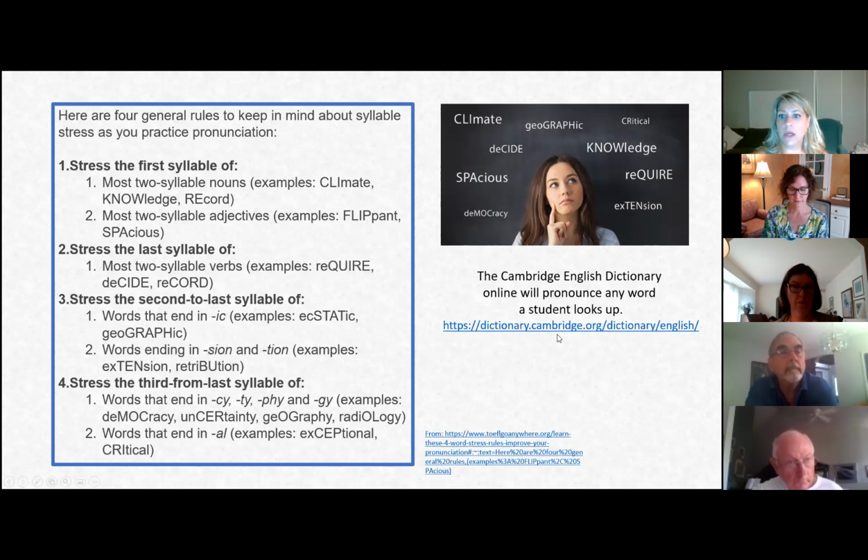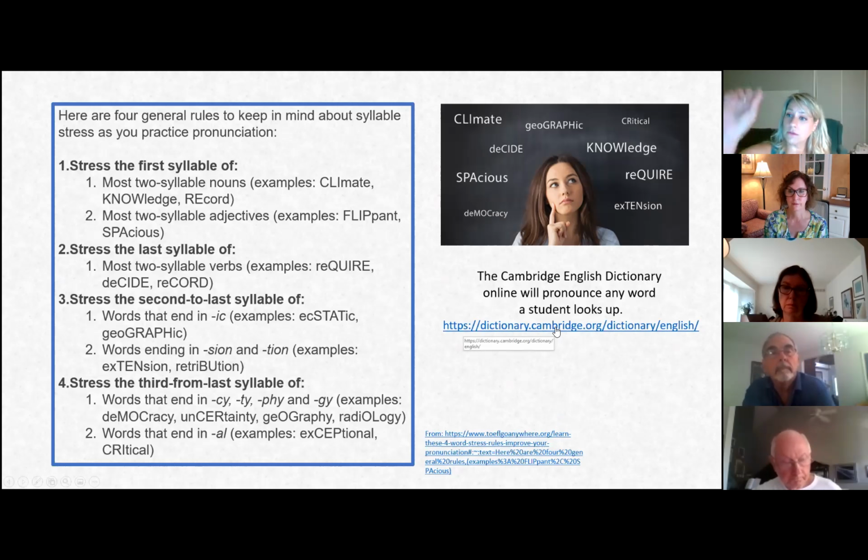Again, there are exceptions to all of these, but that's what we tend to do. I've given you this link as well. This right here is the Cambridge English Dictionary, and they will pronounce all the words for you. So if the students look up the word, there's a little audio symbol, like a little microphone, and they can just tap on it and it'll tell them the word. So that's helpful as well.